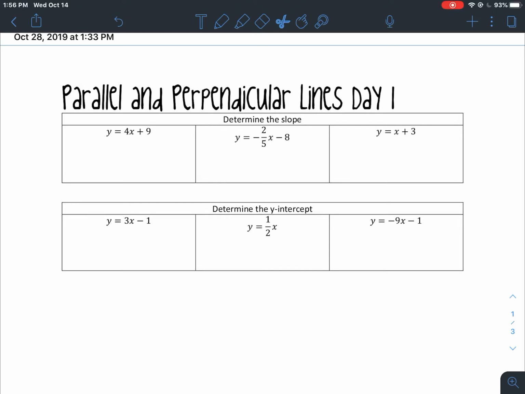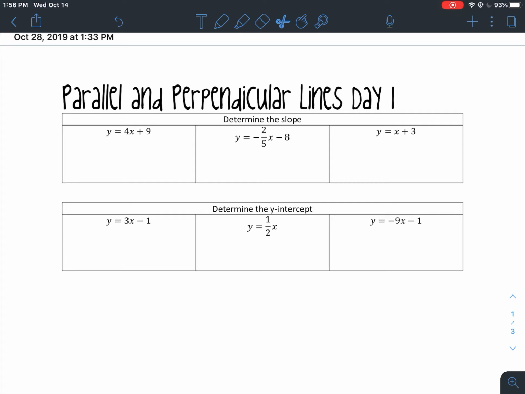Today's lesson is on parallel and perpendicular lines. This lesson is split up into 2 different days because there's a lot of information being thrown at you, and I don't want to overwhelm anyone. Today we're going to talk just about what parallel lines look like, what perpendicular lines look like, both graphically and if we're given 2 equations, can we determine whether they're parallel or perpendicular?